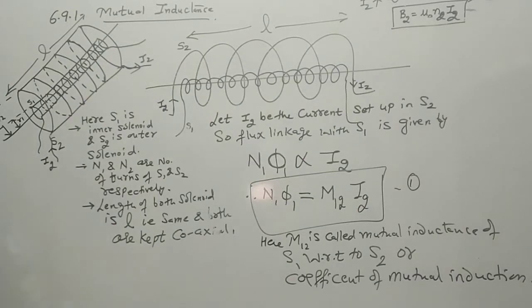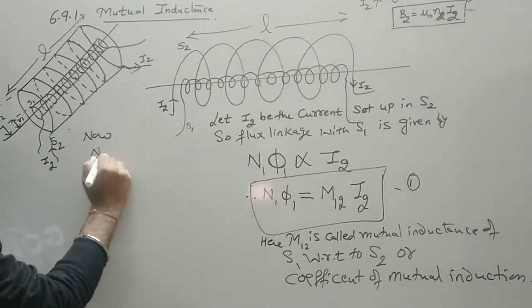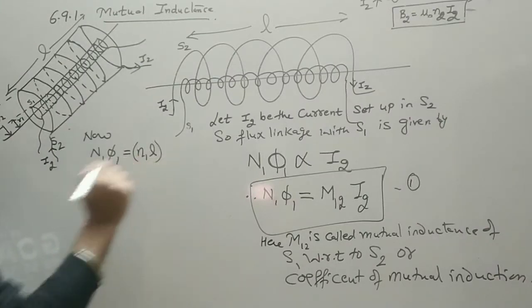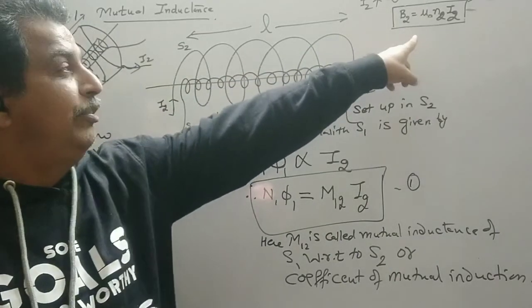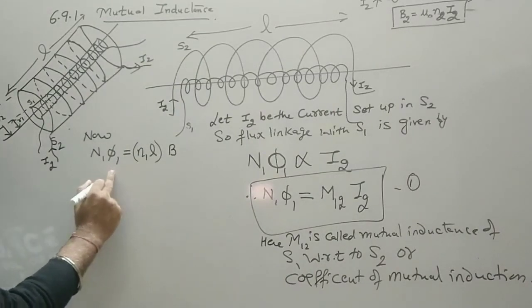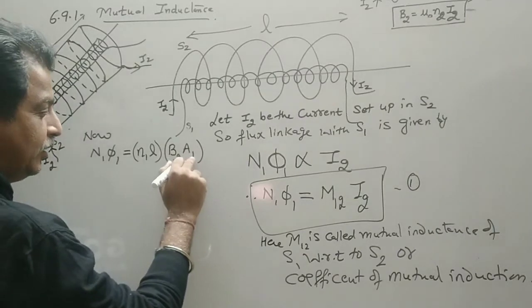Now let us see how this flux linkage takes place in S1. N1 phi 1 is equal to, now let us introduce the number of turns per unit length. So N1 can be written as n1 L, where n1 is the number of turns per unit length. We know the flux linked with S1. How is this flux linked? What was the source of this flux? The source of this flux was the magnetic field of the outer solenoid. So in the place of phi 1, we know the flux formula is BA cos theta. Theta is 0. So I will write B2 times A1, where A1 means the inner solenoid area.